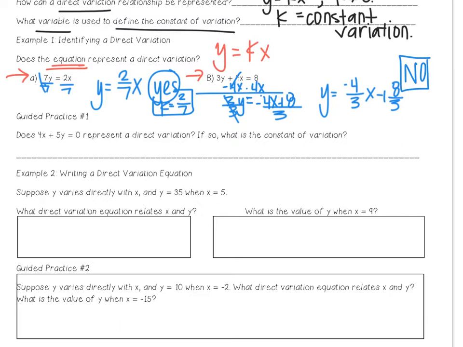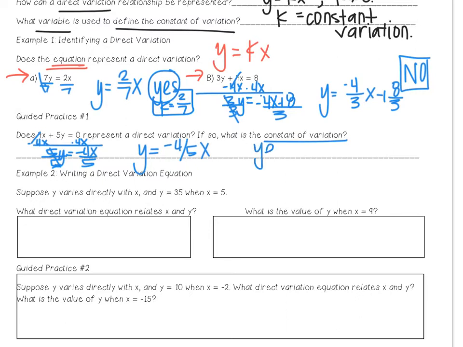Guided practice number 1. They want to know if that represents a direct variation. So you're going to first solve for y. Subtract 4x. You get 5y equals negative 4x. Divide both sides by 5. And you get y equals negative 4/5 x. So you tell me, is that a direct variation? And if it is, what is the constant of variation, your k? And then resume the video when you're finished.